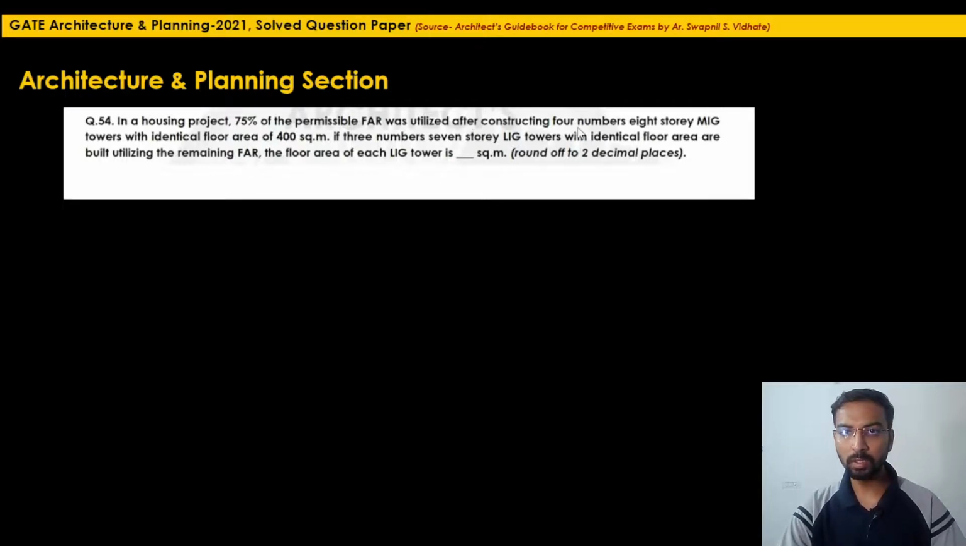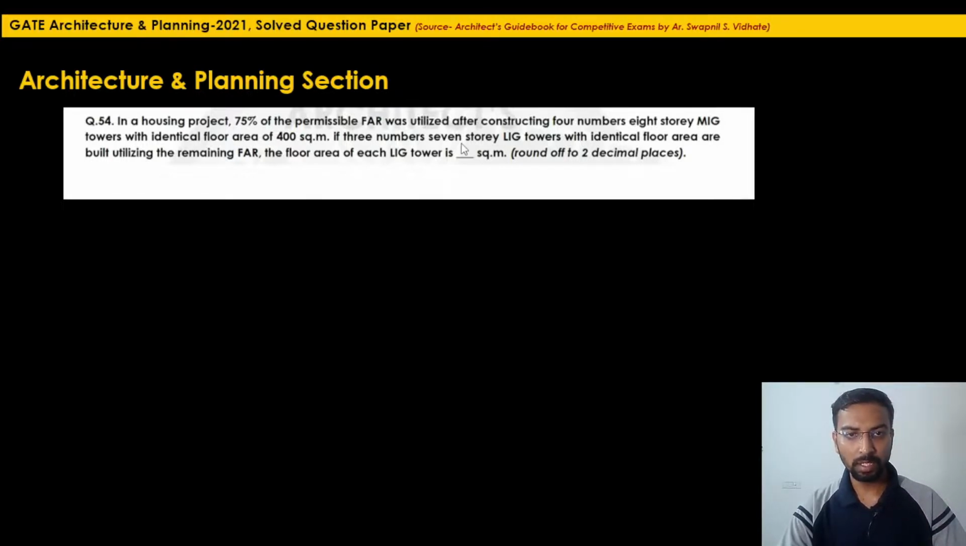After constructing 4 numbers of 8-story MIG towers, 4 numbers, 8 stories, the total floors will be, just simply multiply 4 by 8, it will be 32. So there are 32 different floors of MIG with identical floor area. So 400 we will multiply by 32, which will be the total floor area of MIG. Just while reading we are doing this calculation.